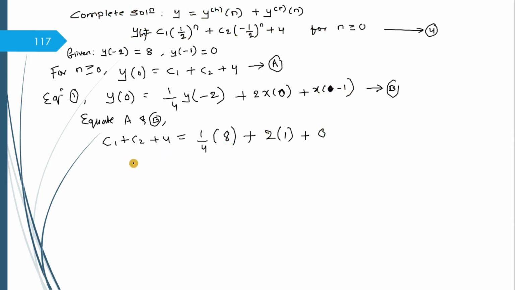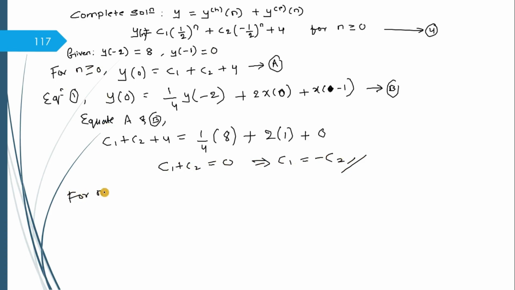So when you solve it, 4 ones are 4, 4 twos are 2, plus 2 is 4. So 4 on the right hand side, 4 on the left hand side. I take it on the other side. So you get C1 plus C2, 4 minus 4, you will get it as 0. Or else you get it as C1 is equal to minus C2. Now similarly, we need to go for the next one. We should try for only n greater than or equal to 0.